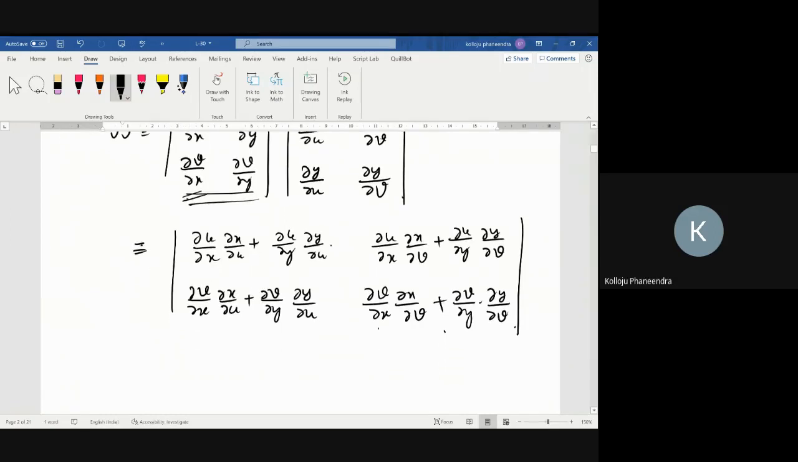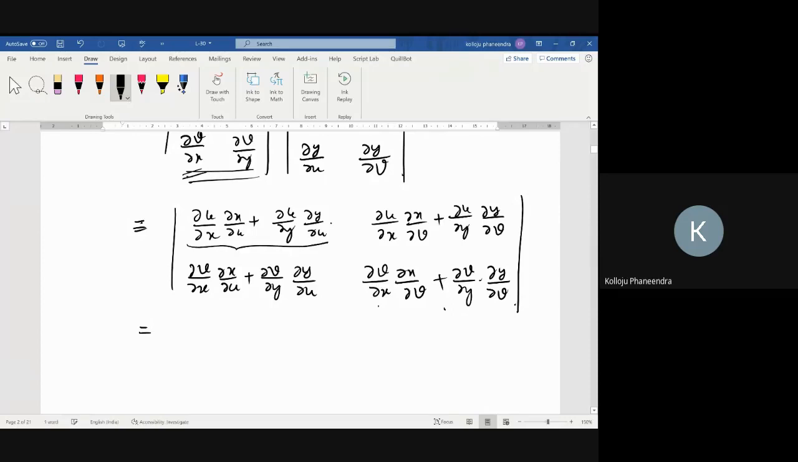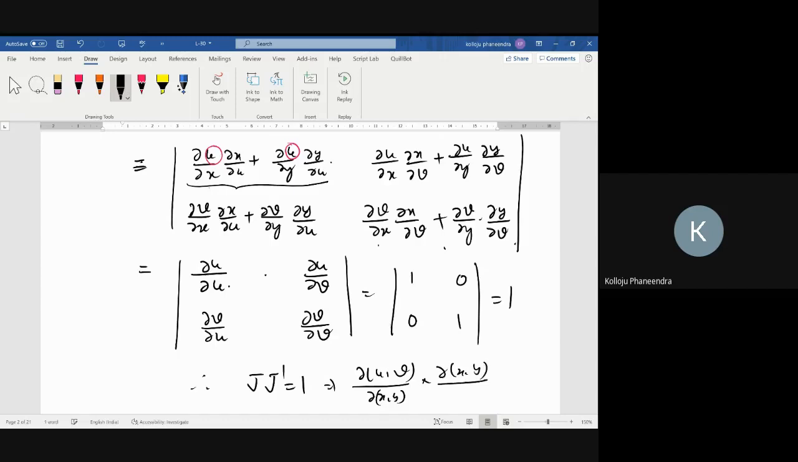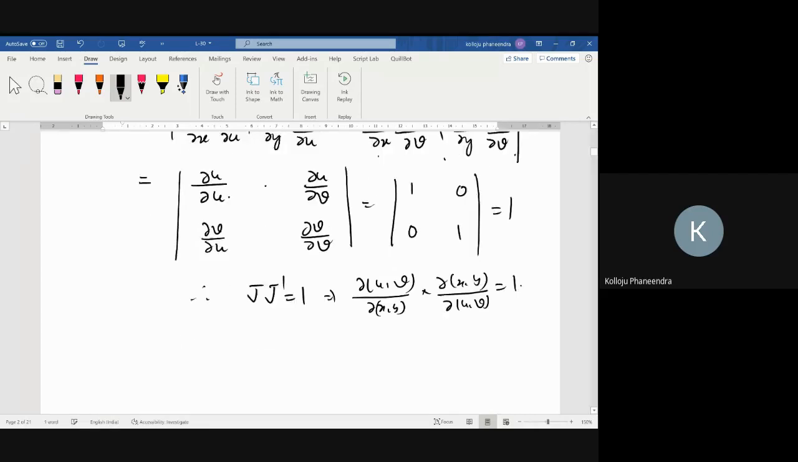Now using our chain rule, our total differential formula, what is this? Dou u by dou u. And what is this one? Dou u by dou v. And what is this? Dou v by dou u. And what is this? Dou v by dou v. Is it correct? U is a function of x and y. Therefore, what is the total derivative of u? Dou u by dou x, dou x by dou u, dou u by dou y, dou y by dou u, like that. Therefore, dou u by dou u means 1, dou u by dou v, u derivative with respect to v, 0, v derivative with respect to u, 0, dou v by dou v is 1. Therefore, J into J transpose equal to 1, nothing but Jacobian of uv with respect to xy into Jacobian of xy with respect to uv is equal to 1. Don't cancel. This is not cancellation. It's a property.